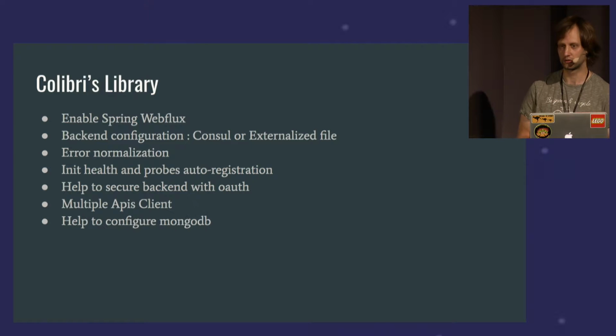Because our backends are simply REST APIs, we want to monitor them. So the library also helps us initialize the monitoring, and there is a system of auto registration of the probes. The probes are the beans and the services we found critical for our application. It helps us secure the backend with OAuth, and it provides multiple API clients for the APIs in our information system.